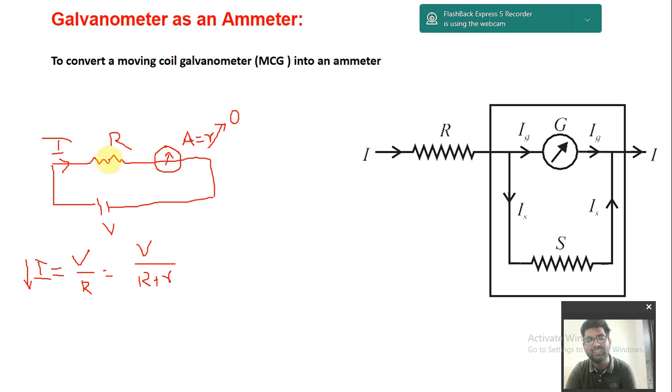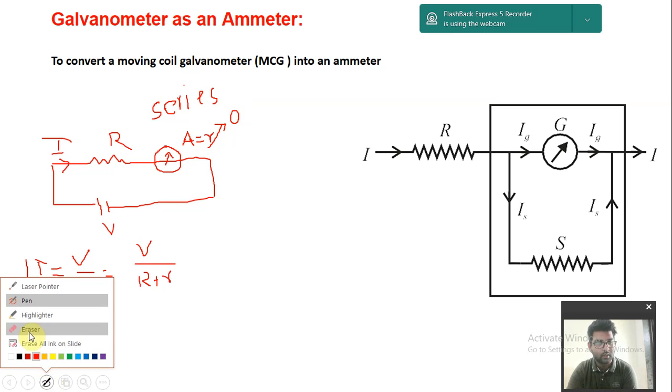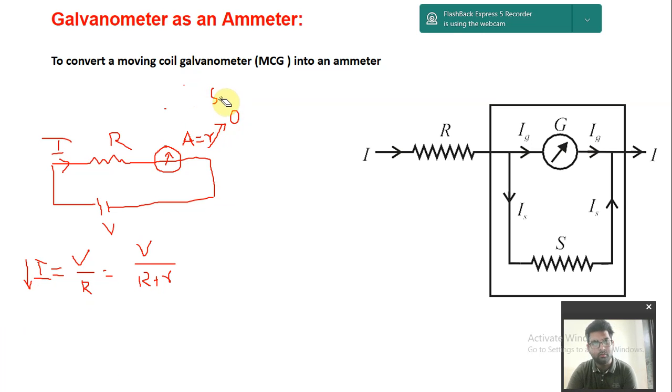So the two important things are that the ammeter has to be connected in series. Why series? Because all the current has to pass through it. And it should have negligible resistance. Now that you know the principle of the ammeter, we can understand this moving coil galvanometer.